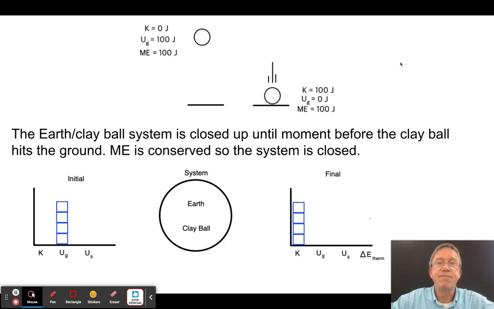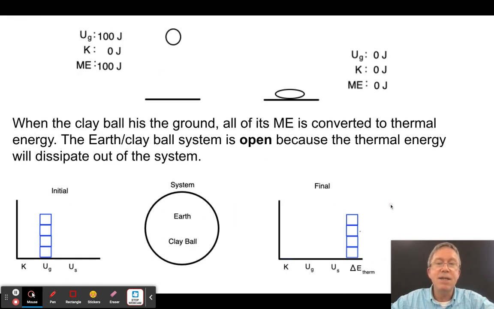Let's go back to that Earth-clay ball. Remember, I want to show between when it's released and the moment before it hits the ground. So we did this before: 25, 50, 75, 100 joules of gravitational potential energy gets converted into 100 joules worth of kinetic energy. This is a closed system at this point. There's a conservative force, gravitation, acting between two objects which are both part of my system, the Earth and the clay ball.